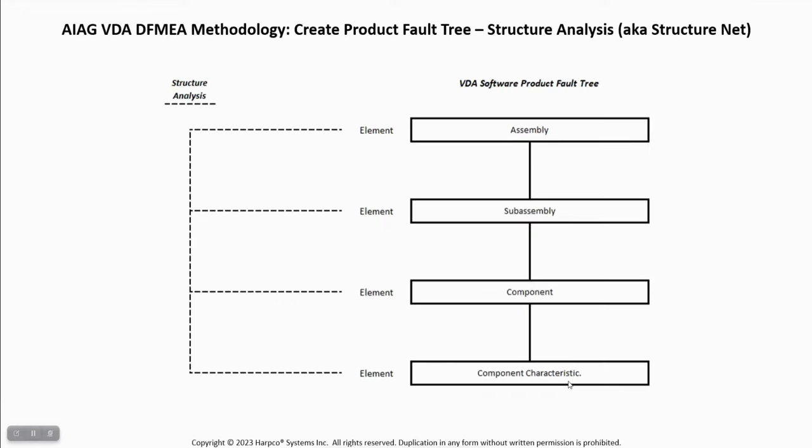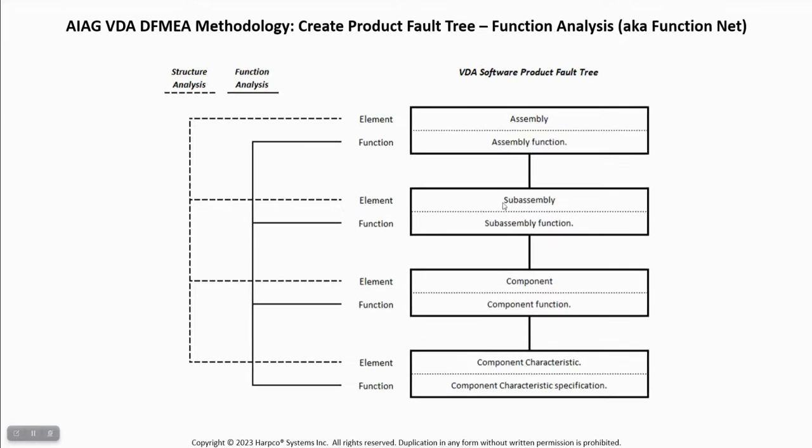So the first thing we're going to talk about is the design FMEA. In the methodology, the first thing they have you do is create the structure analysis, which is nothing more than a bill of materials. So you start at the top, you name your assembly, your sub-assemblies, your components. And then for each of those components, you can identify, say, a component characteristic. This could be some type of component, and down here the component characteristic may be the material thickness. So you build this structure tree.